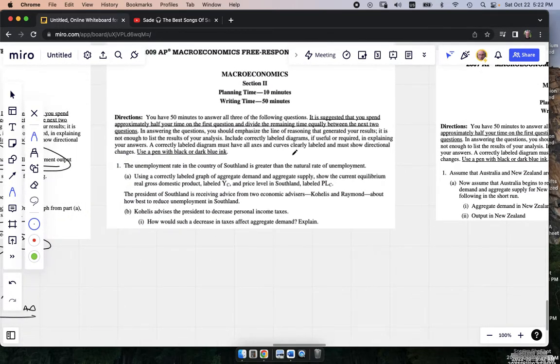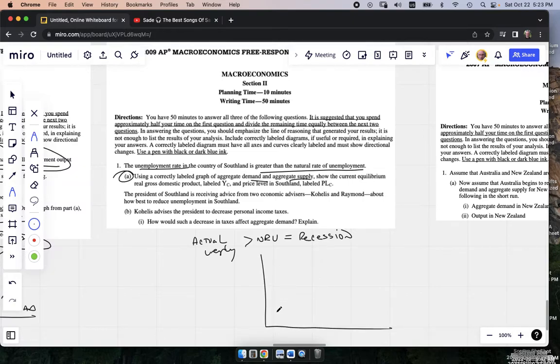Let's do another one. Unemployment is greater than the natural rate. Again, if your actual unemployment is greater than your natural rate of unemployment, you are in a recession. So, using a correct graph of the aggregate demand, aggregate supply, show it. There's a few years here where they didn't use that long run aggregate supply, which I think they've gotten over that. It's almost always asked for nowadays. Real GDP, PLC, YC, that's just weird.